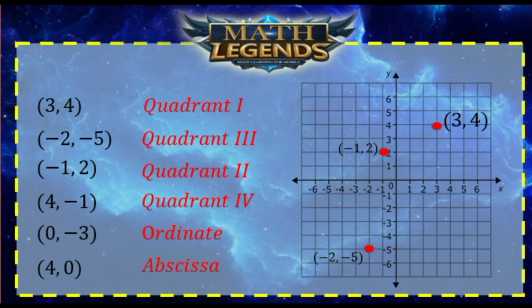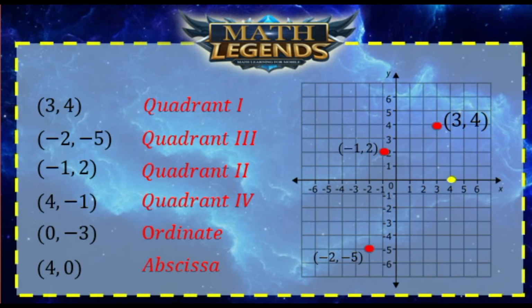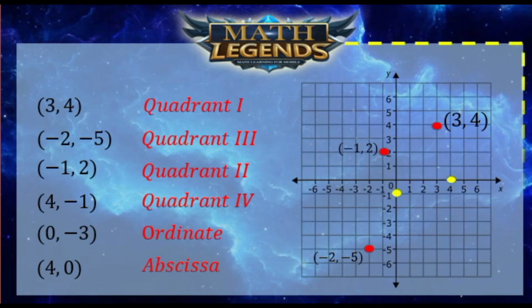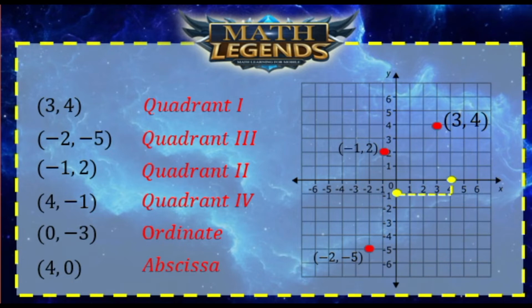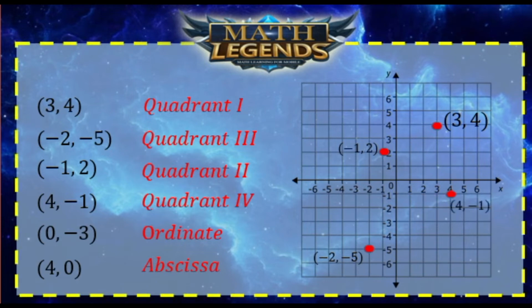For the next one, we have 4 and negative 1. 4 is located along the positive x-axis, and negative 1 is along the negative y-axis, and the intersection of those points will be the location of the point. And let us call it 4 and negative 1.